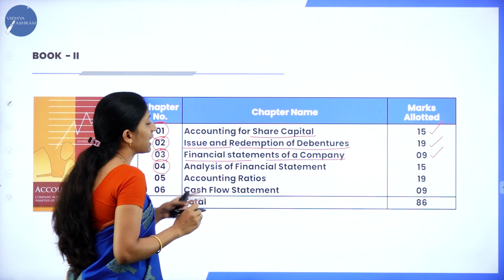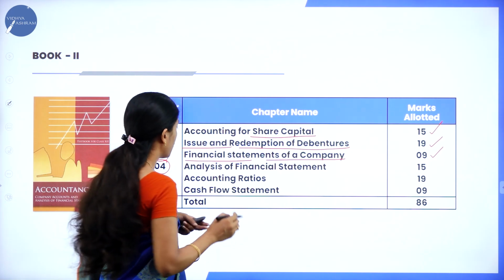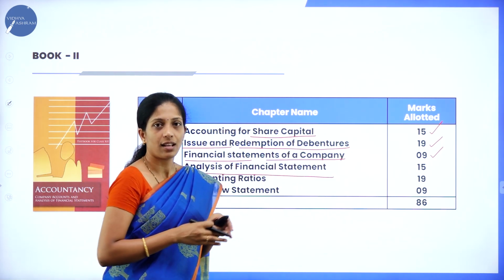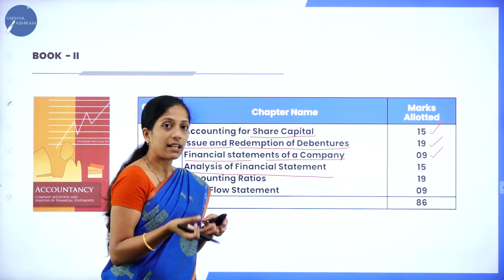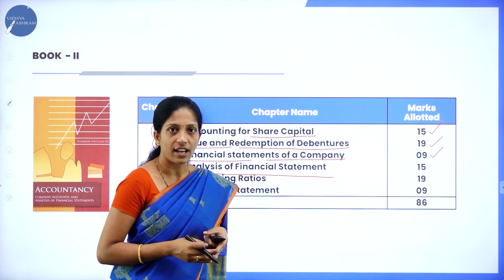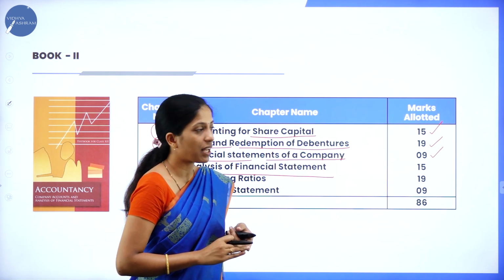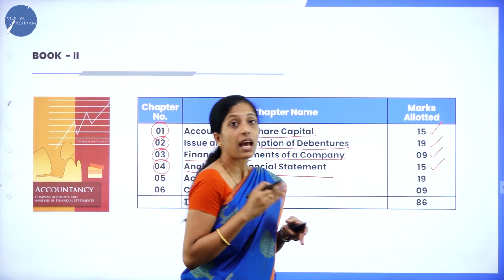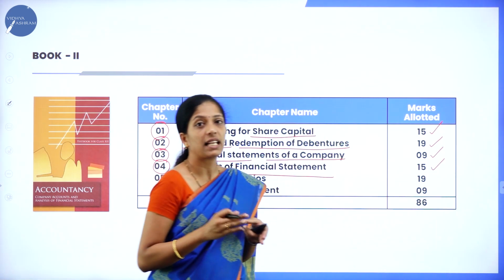Next, your fourth chapter is analysis of financial statement. Very easy chapter. Most of the students will attend these concepts. So attend the problem under analysis of financial statement. Very easy chapter, and the total weightage is 15 marks. That is analysis of financial statement.